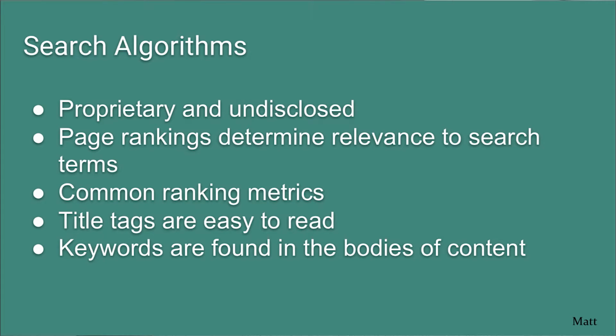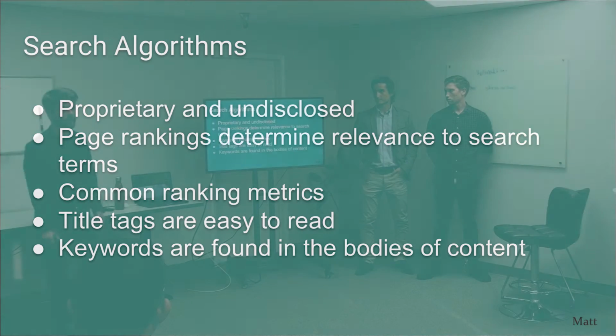The common ranking metrics are fairly well known, as I previously stated: keywords, the usability of the website, the cleanliness of the code, and the pattern of relevancy that your content has. The title tags need to be easy to read. That's something that search algorithms typically look for, as well as the keywords that are found in the bodies of the content. And that's typically in a pattern throughout the content that you're writing.